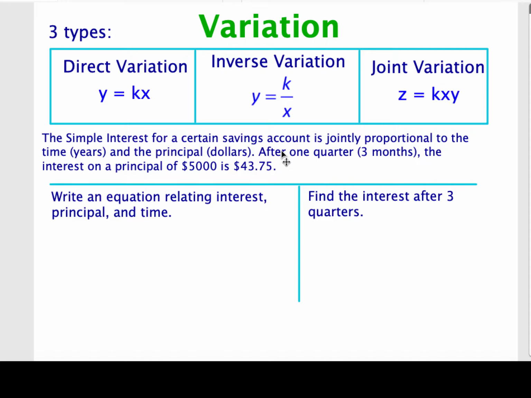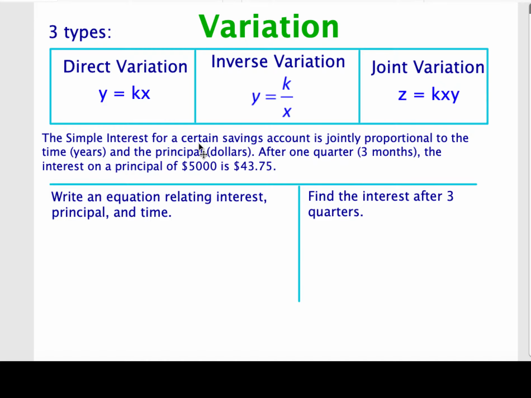Down here at the bottom, we know that the simple interest for a certain savings account is jointly proportional. Proportional, just another way of saying varies. So jointly proportional to the time in years and the principal in dollars. After 1 quarter or 3 months, the interest on the principal of $5,000 is going to be $43.75. They want us to write an equation relating interest, principal, and time.